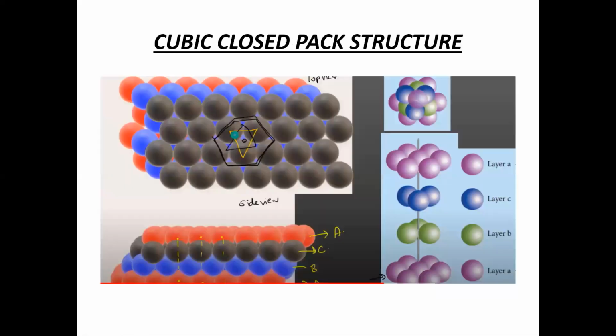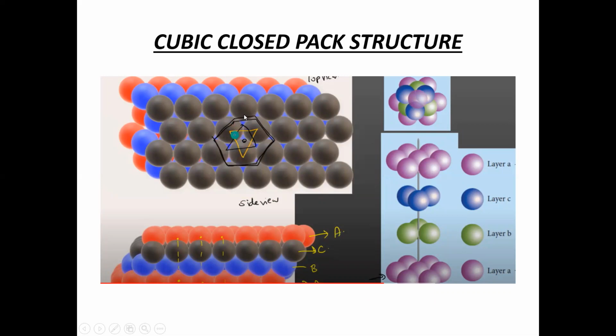Next one is the cubic close packed structure. This is the first layer. The second layer is placed in between the first layer. The third layer is placed in between the second layer. And the fourth one is similar to the first layer. We call it the ABCA arrangement.